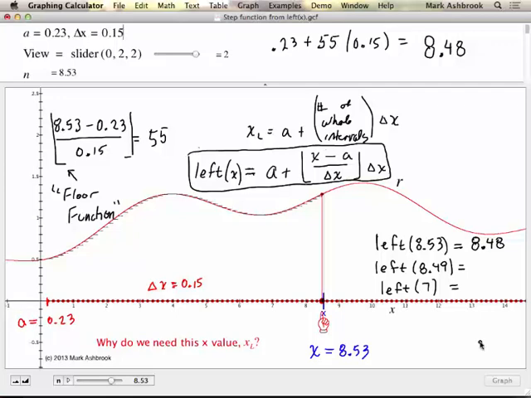Tammy, what is left of 8.49? It should also be 8.48. Okay. So in general, what is the input into this function we've now created called left X? What is the input into that function? What does it represent? What is the input into left X?